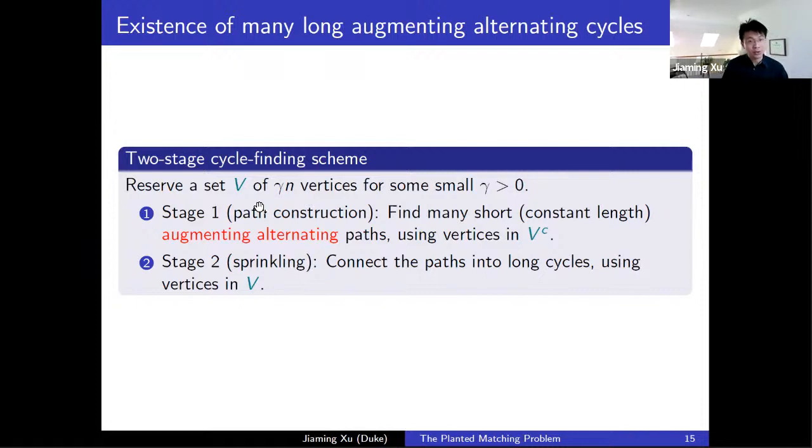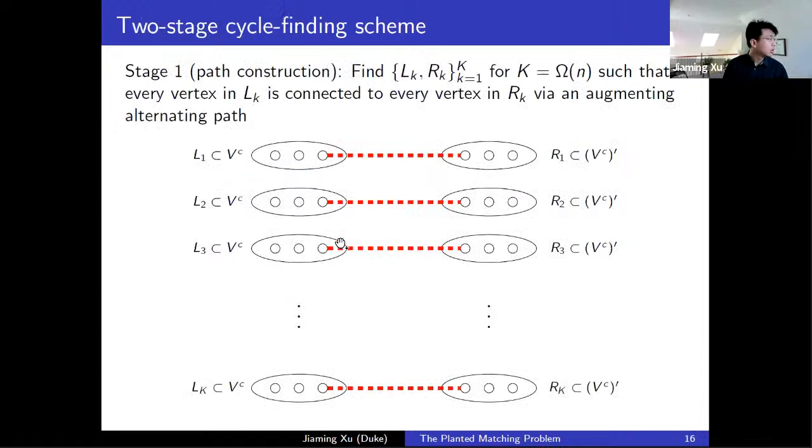And now in the first stage, you're trying to find many short, in particular constant length, augmenting alternating paths using the non-reserved vertices, like in this V complement. And now in the second stage, you're trying to connect these paths into a long cycle using the reserved vertices in V. So let me dive in to tell you more about how these two stages really work. Here is the first stage.